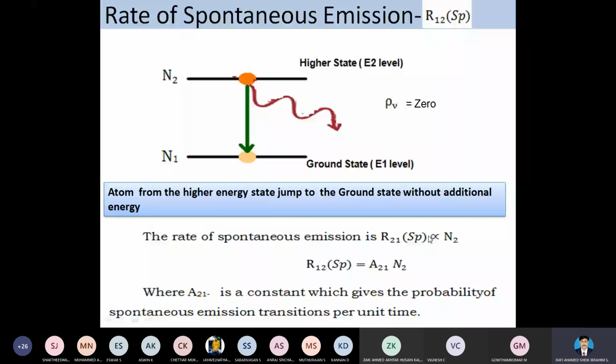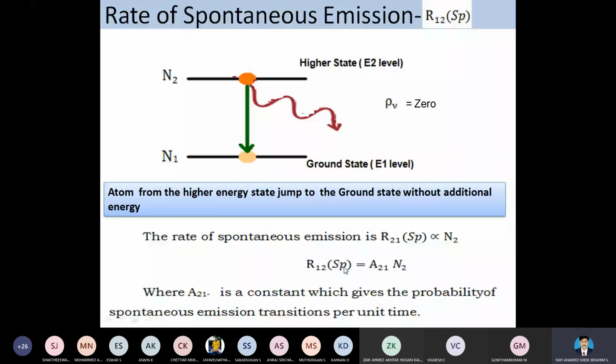Then we can write R21 spontaneous equal to, sorry, it's 21, I had mentioned 12. R21 spontaneous is equal to, here I have taken the constant A, A21 N2. So this is the second condition.